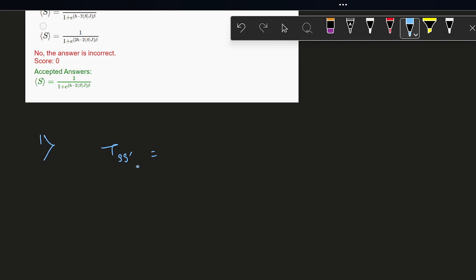Then your transfer matrix element T S S prime is an element of the transfer matrix T. This is equal to ⟨S|T|S prime⟩. So this is similar to any other matrix problems you have probably solved in your mathematical physics classes.